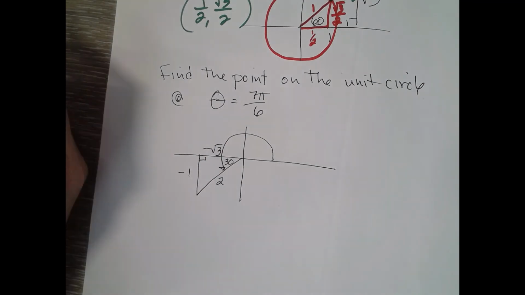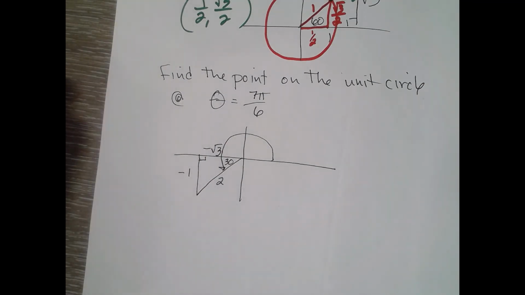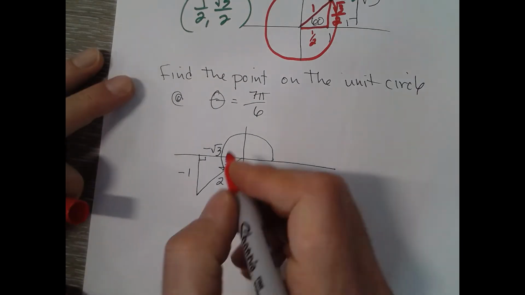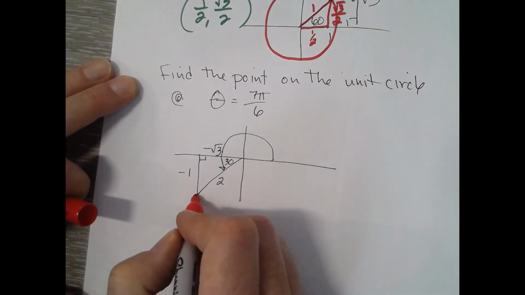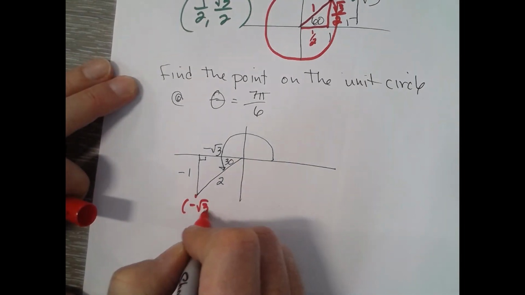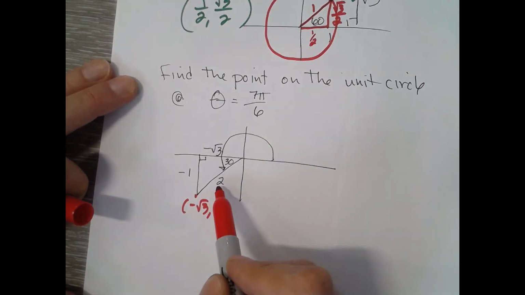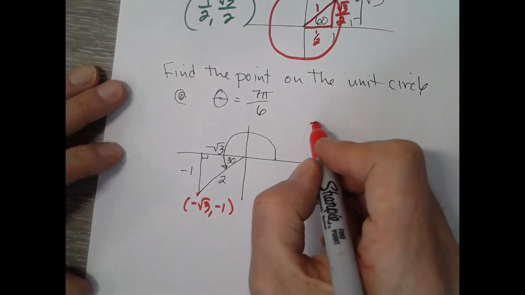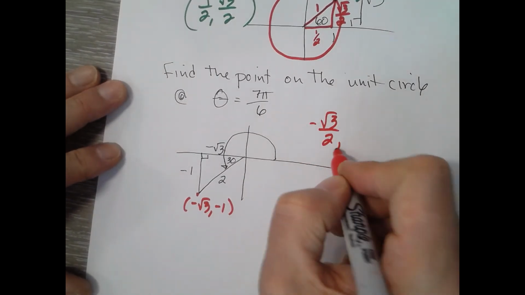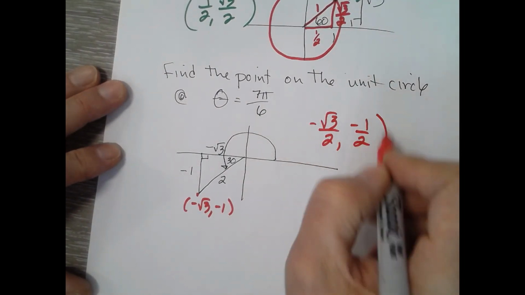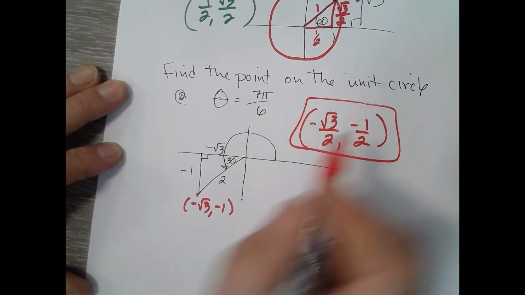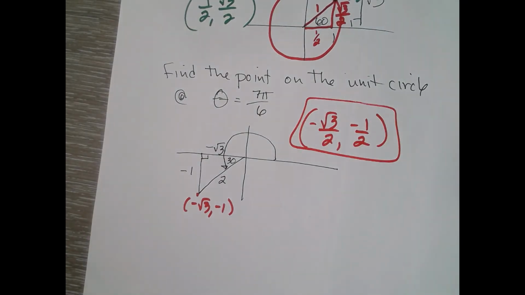Normally we would do it like that, but we need it to be on the unit circle. So this ordered pair here is negative square root of 3 comma negative 1. On the unit circle, we're going to divide by whatever the hypotenuse is. So it's negative square root of 3 over 2 comma negative 1/2. That's our answer. How many got that? Or at least understand it? Making sense? I know I didn't probably give you enough time.